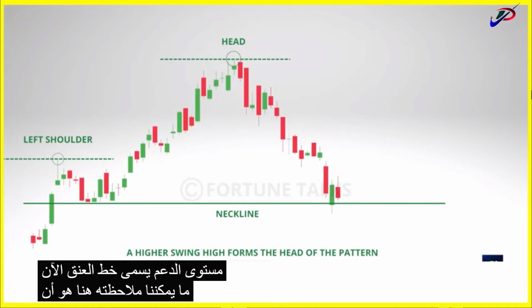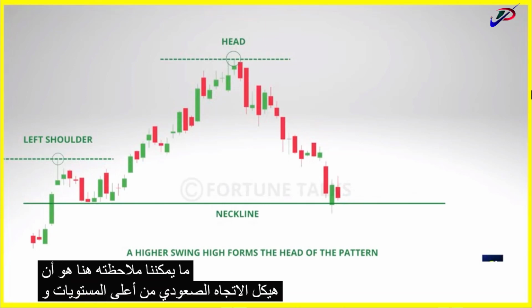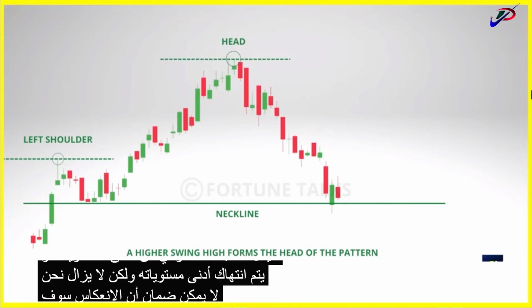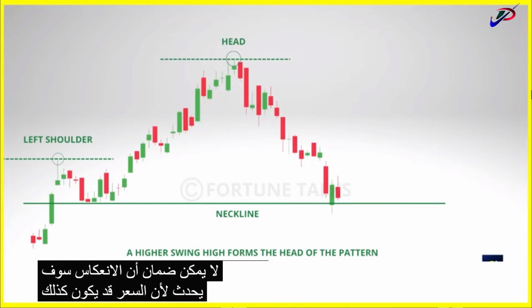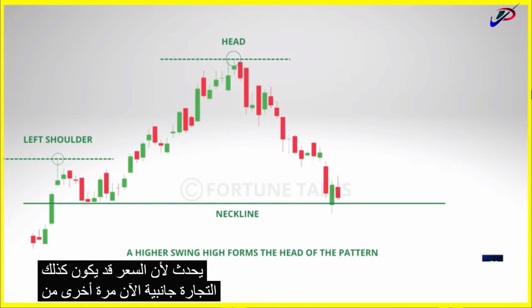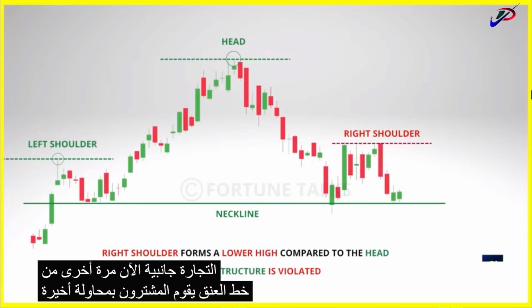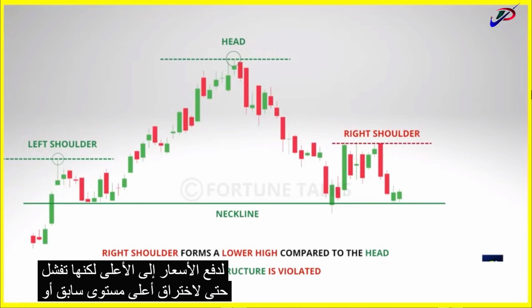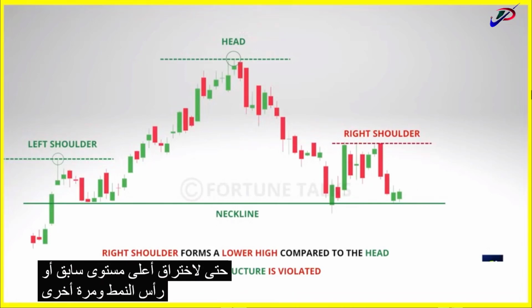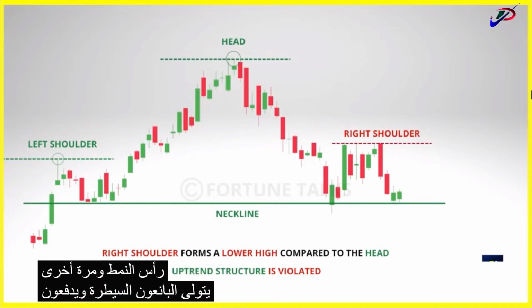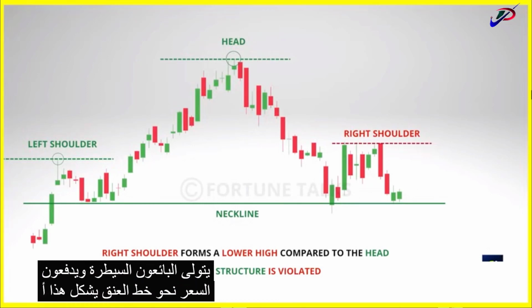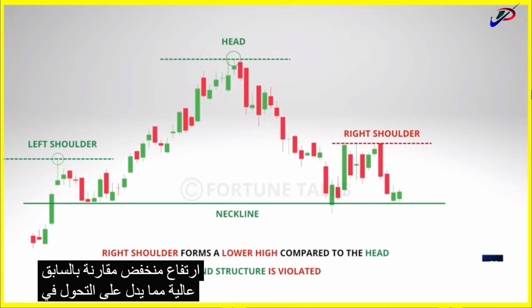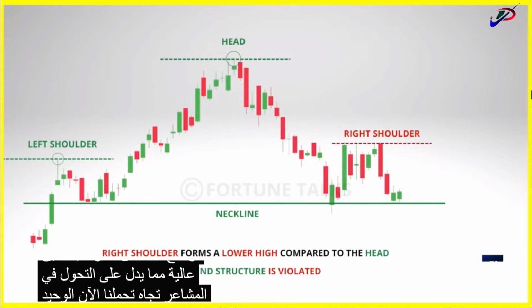Now, what we can observe here is that the uptrend structure of higher highs and higher lows is violated. But still, we cannot guarantee that a reversal will happen because the price might even trade sideways. Now, once again from the neckline, the buyers make a final attempt to push the prices higher, but they fail to even break above the previous high of the head of the pattern. And yet again, the sellers take control and push the price towards the neckline. This forms a lower high compared to the previous high, which indicates a shift in the sentiment towards bearishness.